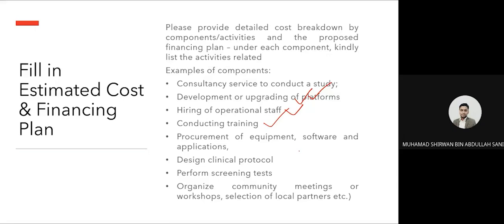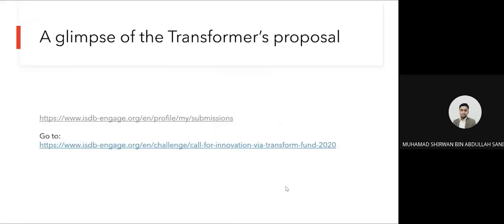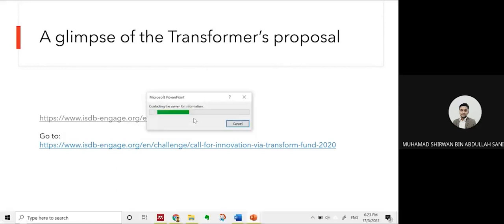Do you need to purchase any equipment, software, or application? Since we are talking about COVID-19, perhaps they will have designing a clinical protocol, and performing a screening test. Both of these shall be included in the cost and financing plan as well. And if you need to conduct a meeting or workshop, this definitely will incur cost to your activity, so you need to provide this information in the table as well. Okay, so I just want to show you some of this.